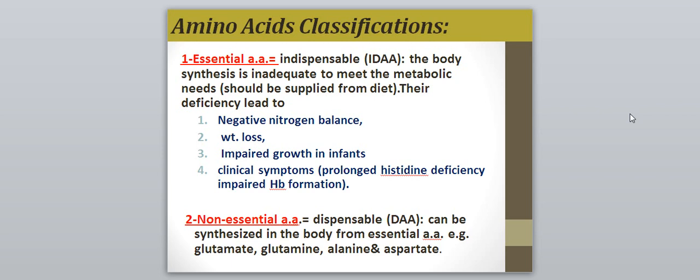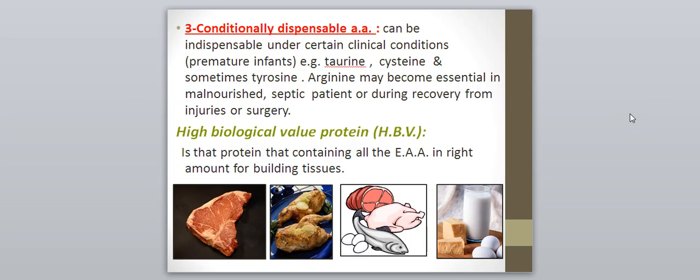Non-essential amino acids are dispensable and can be synthesized in the body, for example glutamine, glutamate, alanine, and aspartate. Conditionally dispensable amino acids can become indispensable under certain clinical conditions, as in premature infants, like taurine, cysteine, and sometimes tyrosine. Arginine may become essential in malnourished patients, in septic patients, or during recovery from injuries or surgery.